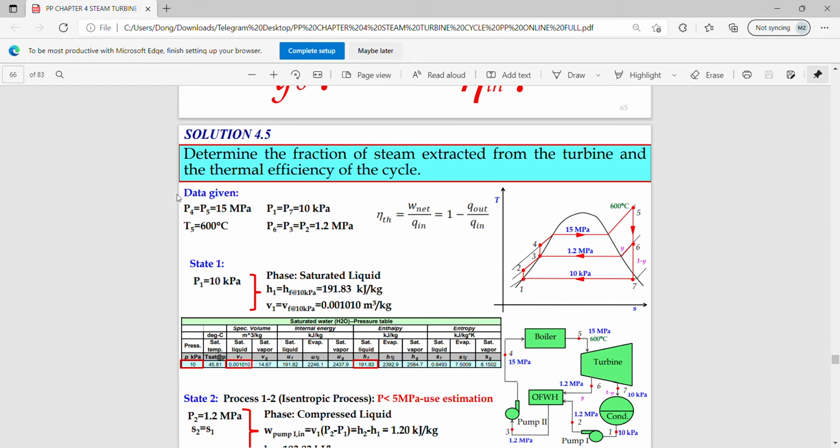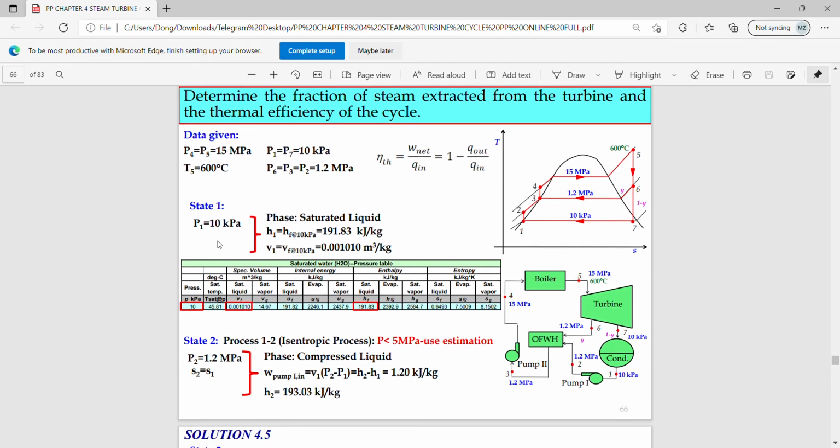From the data given, P4 equal to P5 equal to 15 megapascal, T5 600 degrees Celsius, P1 equal to P7 equal to 10 kilopascal, P6 equal to P3 equal to P2 equal to 1.2 megapascal. So this is the thermal efficiency formula. So we move to step 1.